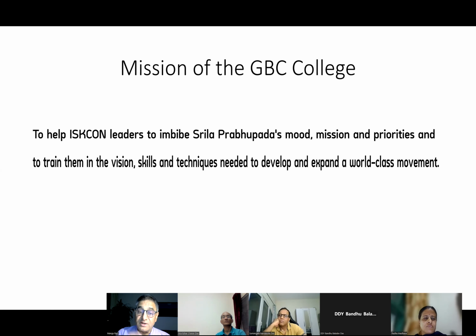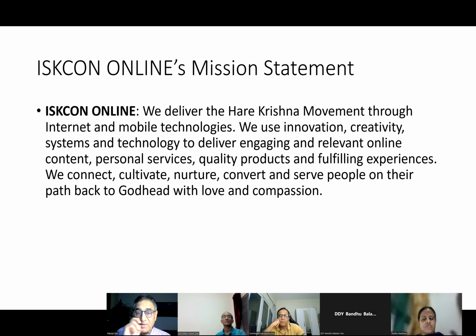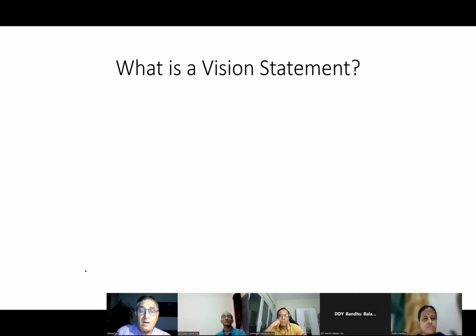So those are the tools and techniques that they're giving us to develop. So these are some of the mission statements. Why I'm dealing with them is, when we also do our mission statement, these are the things that we need to understand.